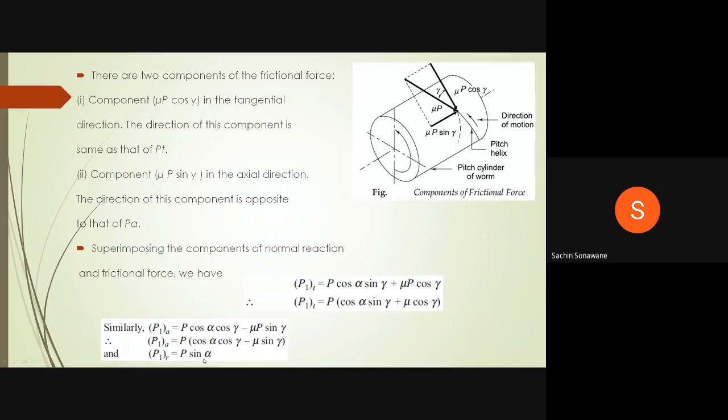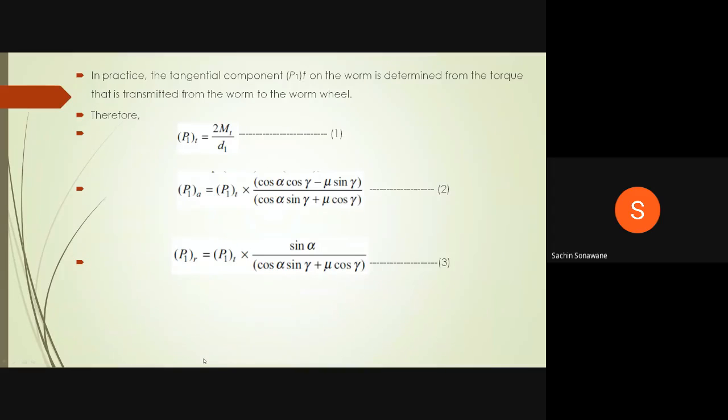In practice, the tangential component P1T on the worm is determined from the torque that is transmitted from the worm to the worm wheel. Therefore, P1T is equal to 2Mt divided by D1, equation 1. P1A is equal to P1T into bracket cos alpha cos gamma minus mu sin gamma divided by cos alpha sin gamma plus mu cos gamma, equation 2. P1R is equal to P1T into sin alpha divided by cos alpha sin gamma plus mu cos gamma, equation 3.